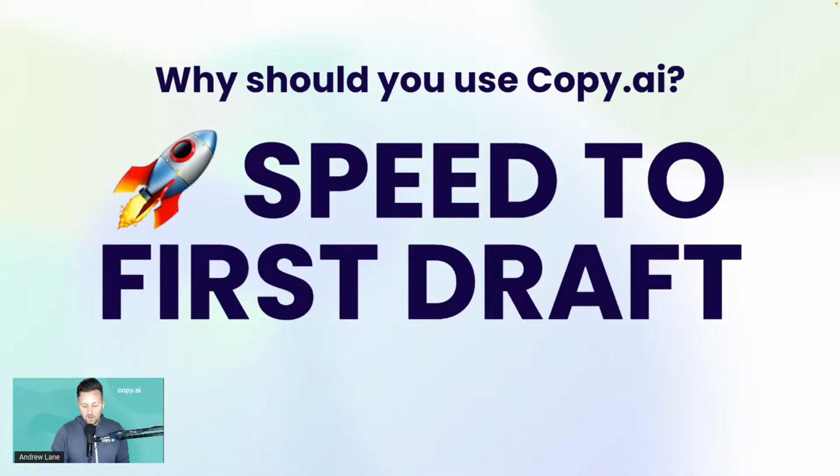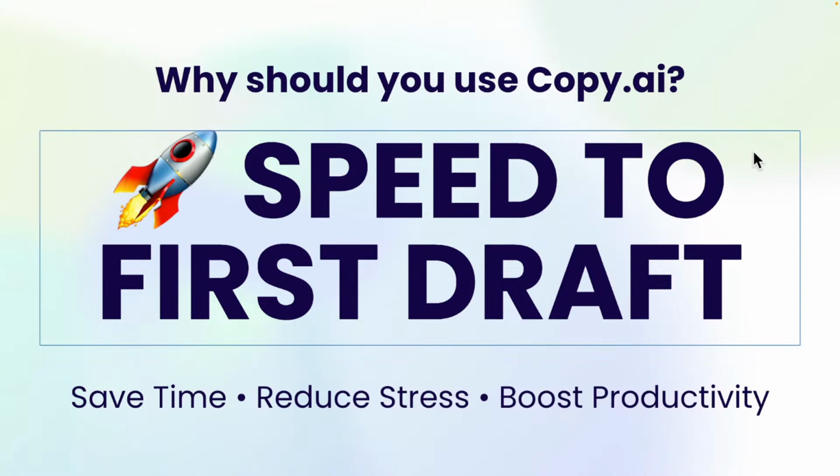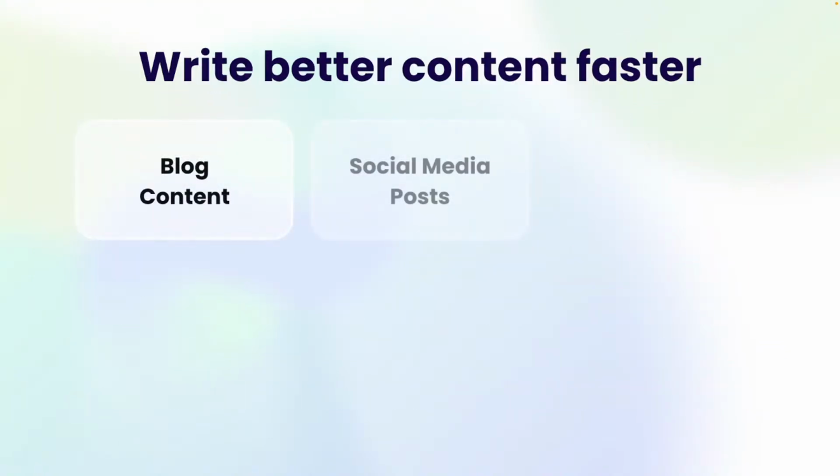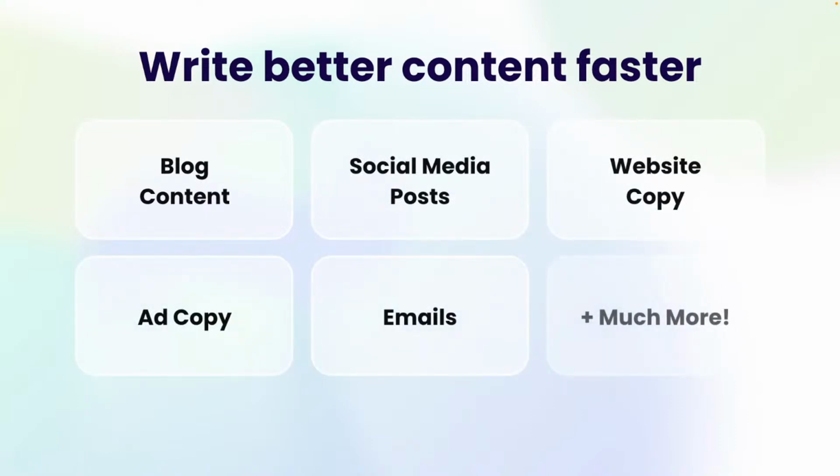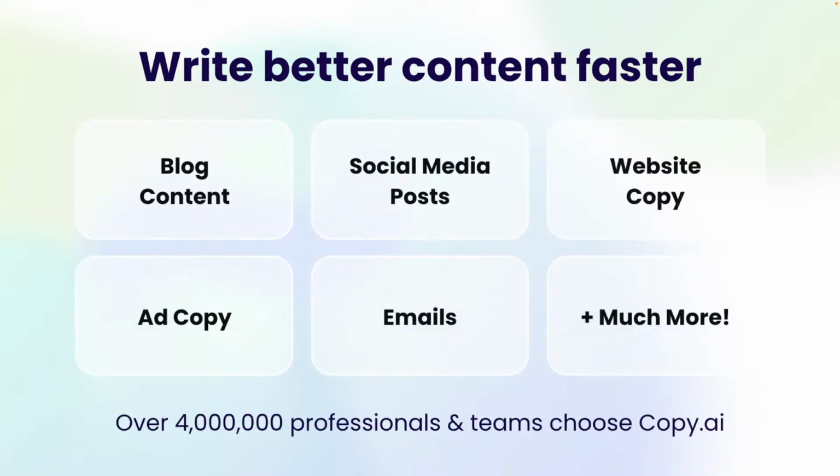So to wrap it up today, the real best way to use Copy.ai is to get that first draft written up. It can save you a lot of time, reduce stress, and help you become way more productive. And it's actually a lot of fun. Once you get the hang of it, you can take ideas, get them out of your head, and written up really fast. It can help you with pretty much any type of content you need to write: blog content, social media, website, ad copy, emails, and much more.